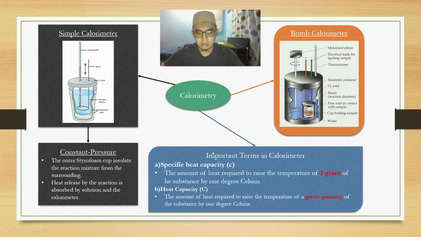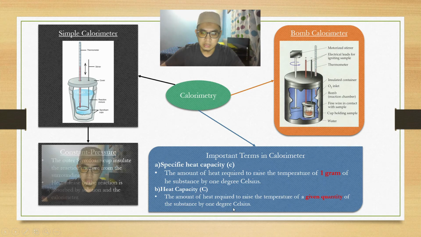And here are the important terms in calorimetry. Specific heat capacity is the amount of heat required to raise the temperature of 1 gram of a substance by 1 degree Celsius. And heat capacity is the amount of heat required to raise the temperature of a given quantity of the substance by 1 degree Celsius.